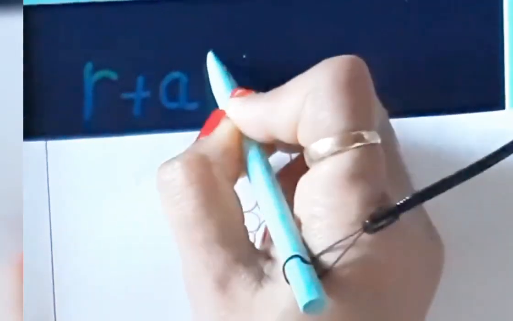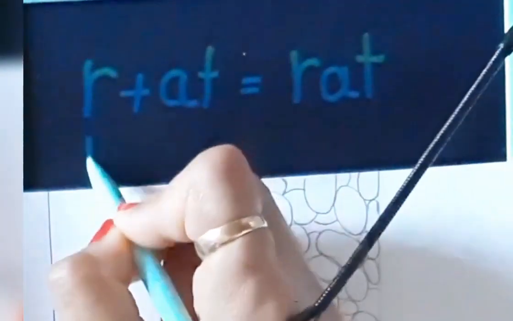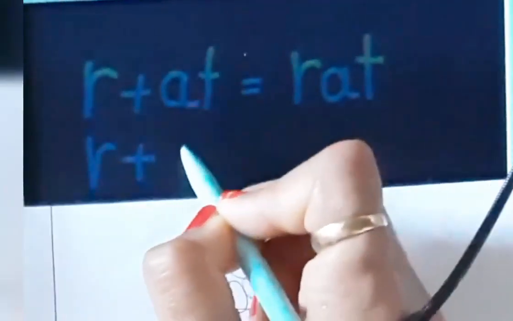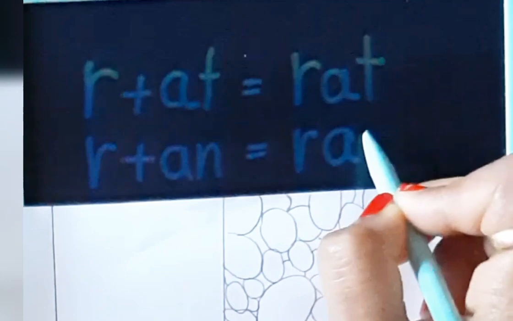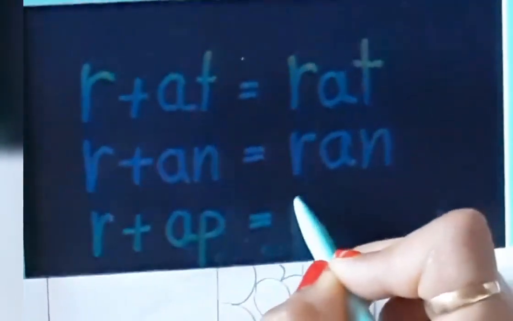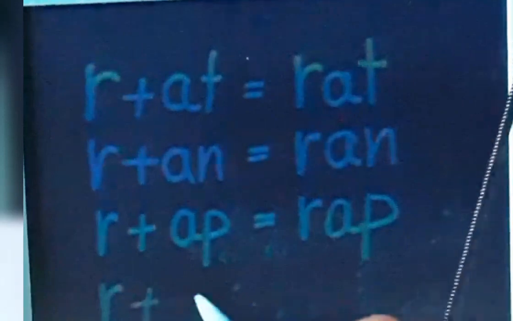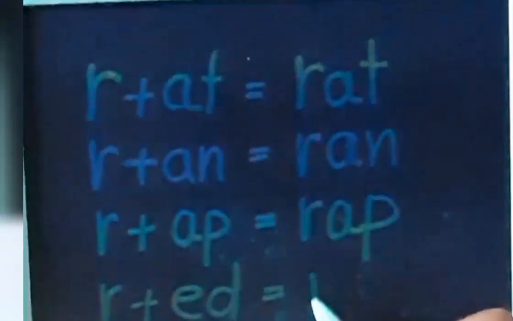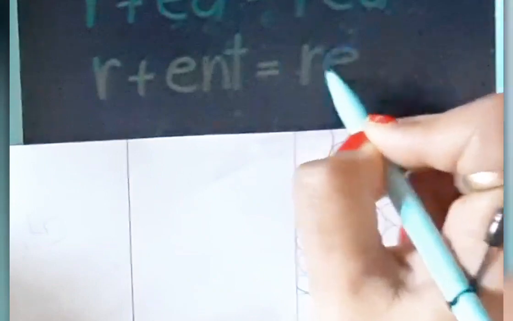And now let's add R to some more letters. At, rat. And, ran. At, rap. Red, red. And, rent.